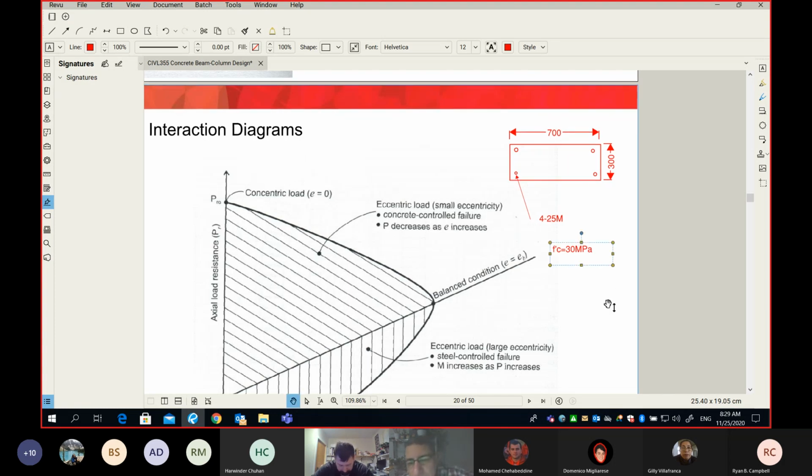I'm not asking you to give me the answer right now, but in general, if I give you this problem and give you time, are you able to tell me how much moment this section can take? For example, let's say my moment is going this way. Can you find for me the Mr? How many kilonewton meters can this section take?